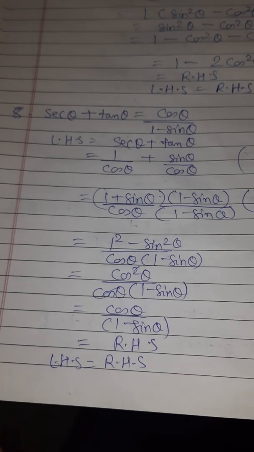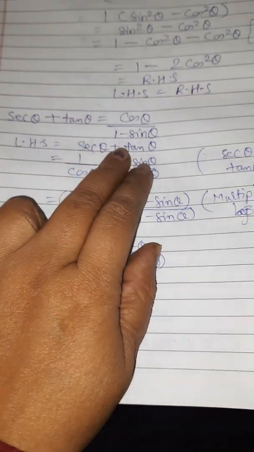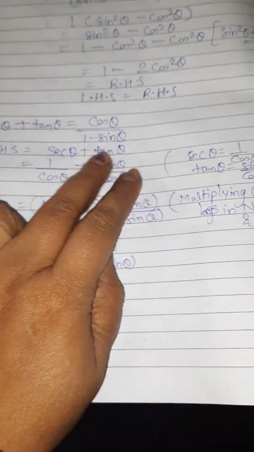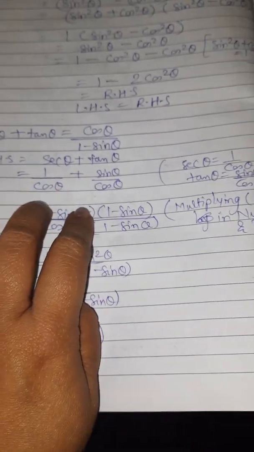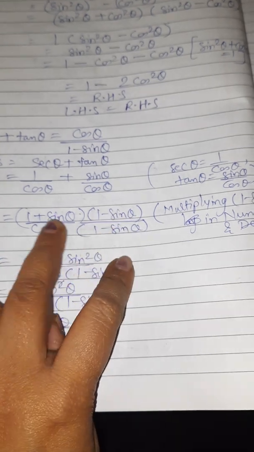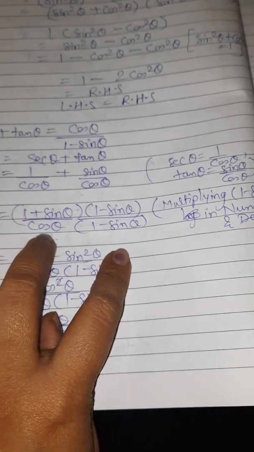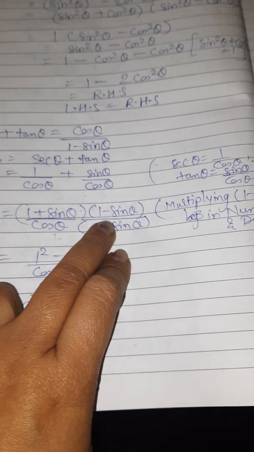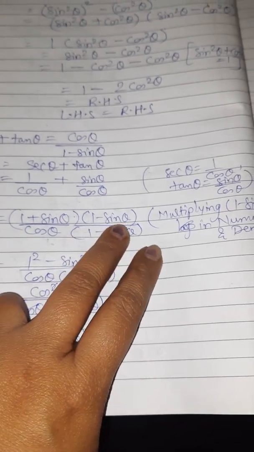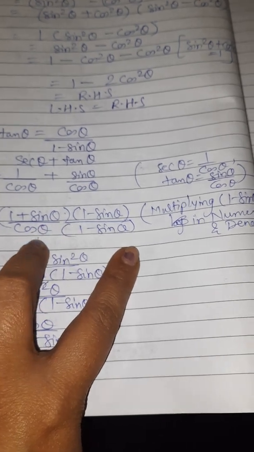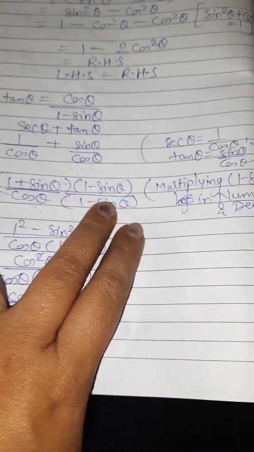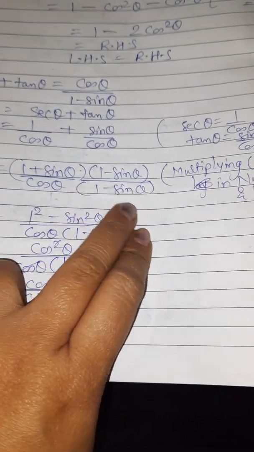Now here, 8th question, sec theta plus tan theta upon sec theta minus tan theta equals cos theta upon 1 minus sin theta. So LHS is equal to sec theta plus tan theta, 1 upon cos theta plus sin theta upon cos theta. We convert the sec theta and tan theta into sin and cos. So 1 plus sin theta upon cos theta, the denominator is the same, but we multiply both sides by 1 minus sin theta.